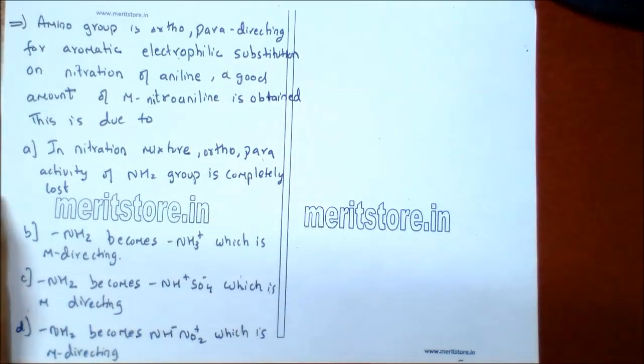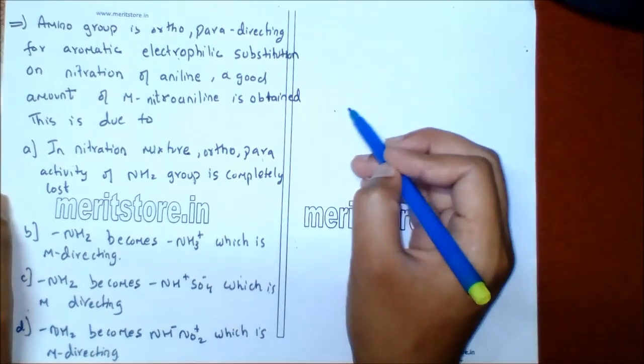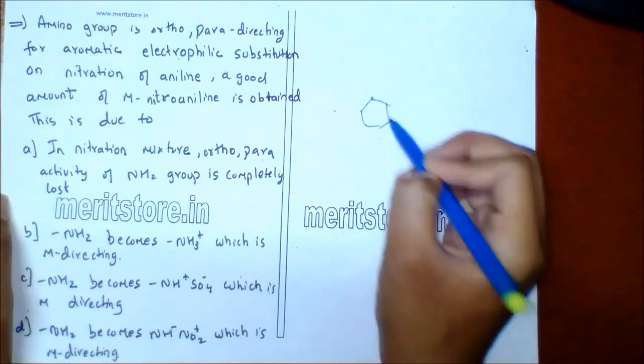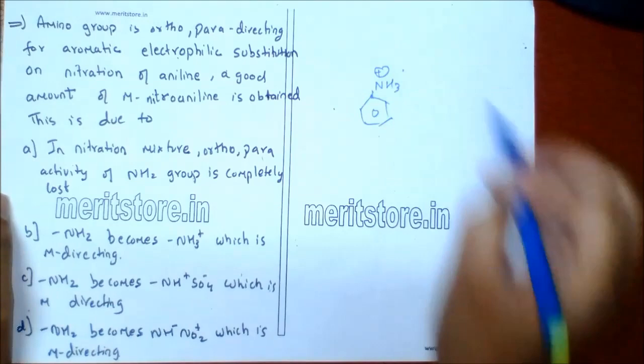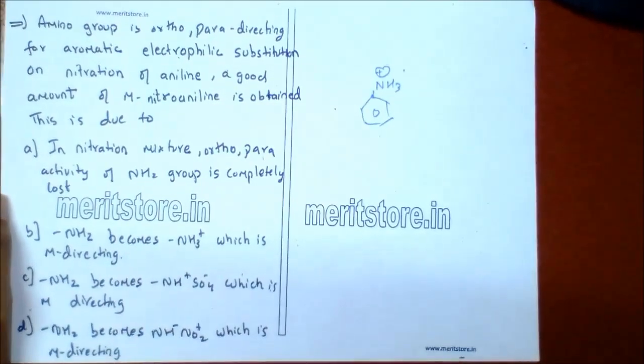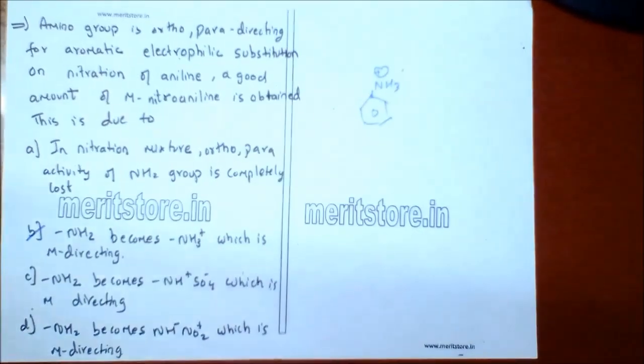So on direct nitration of aniline, the lone pair of electrons present on nitrogen will accept a proton from the nitrating mixture to form anilinium ion. The anilinium ion is C6H5NH3 plus, which is meta-directing. So option B is the correct answer.